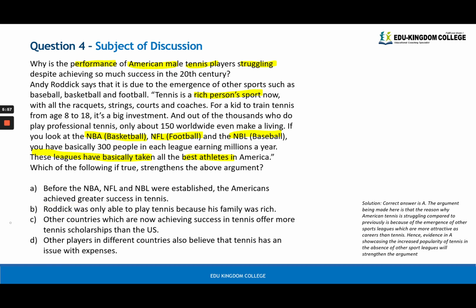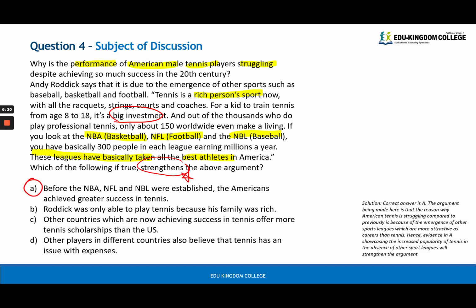Okay, so the main argument is that tennis is expensive and it's a big investment. Therefore, other sports take the best athletes in America, and that's why American tennis players' performance is struggling. So what would strengthen or support this argument?